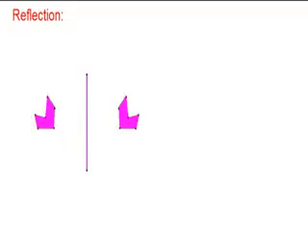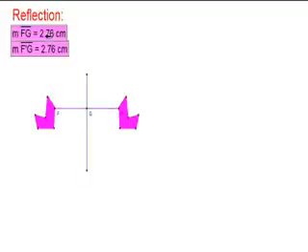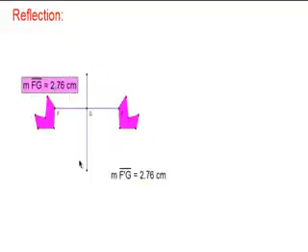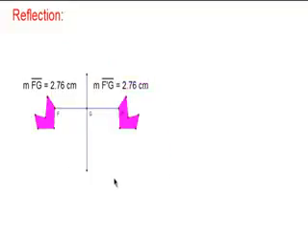Okay. Also notice that if I measure the distance from here to there, and from here, which is its image point, to there, they should be equal. And if I measure them both, I get the same thing for both of them. Okay, so from F to G, which is here, I got 2.76 centimeters, and from G to F prime, remember that's the image of F, I get 2.76 centimeters. So the distance between the line of reflection and the images at any point on the image should be the same.